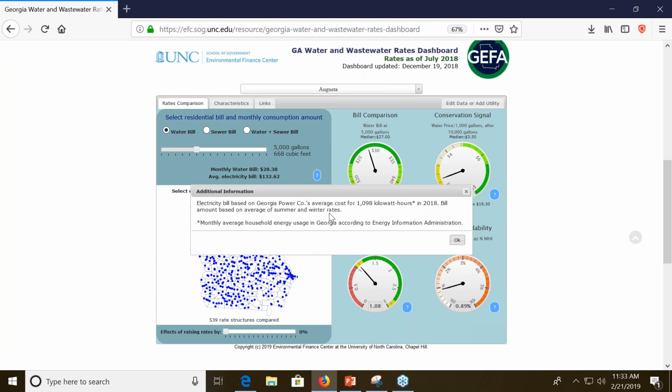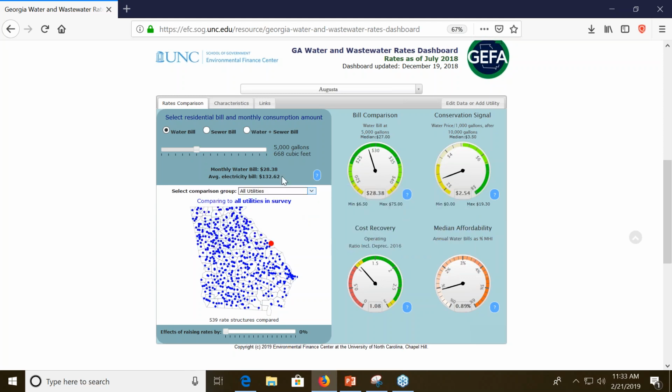So it's not an exact bill amount that you might get, and the utility that it's associated with. So this is Georgia Power Companies, which, of course, serve many, many people in the state, but it is specific to the utility. We have mapped each utility to the energy provider that serves them. So just something to think about there.